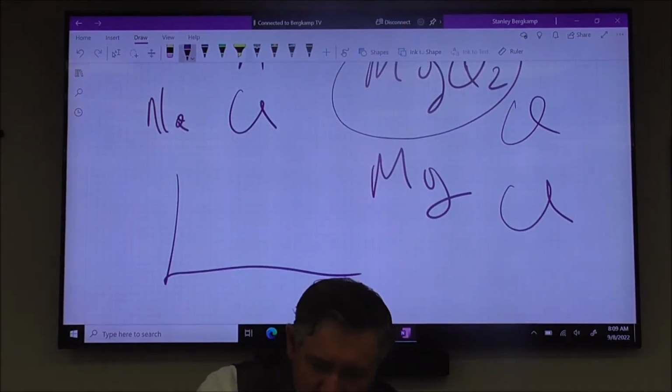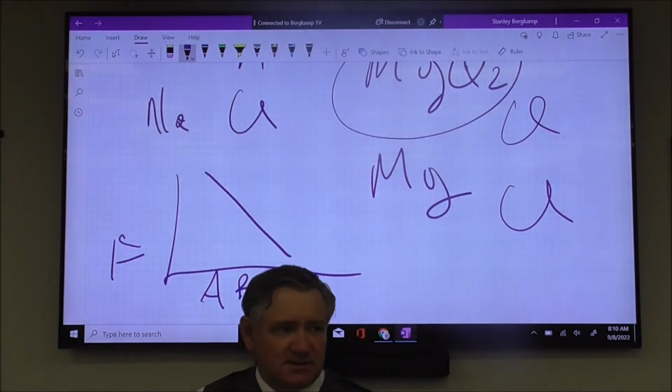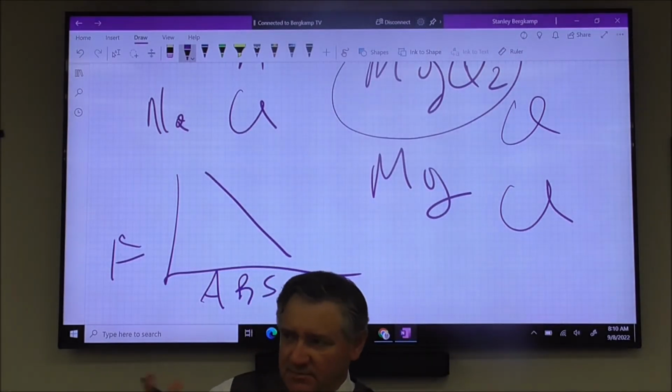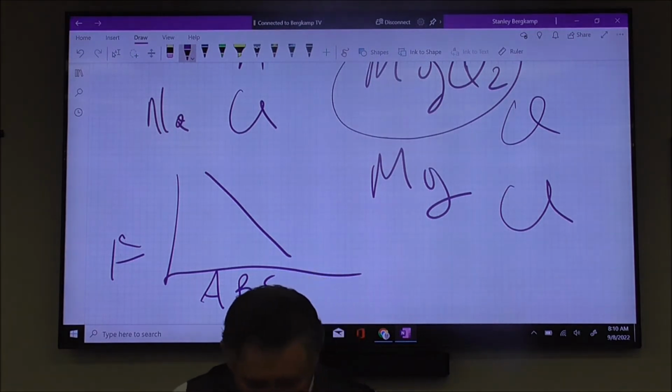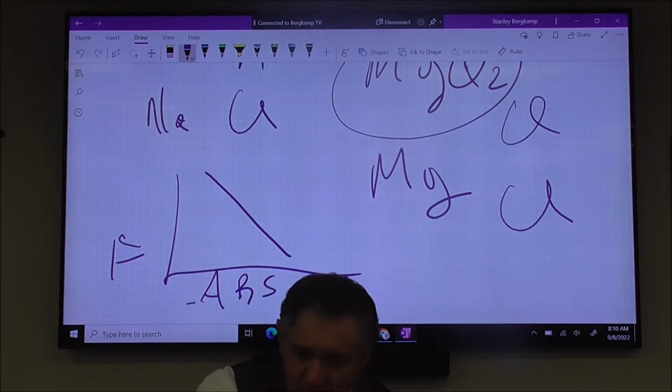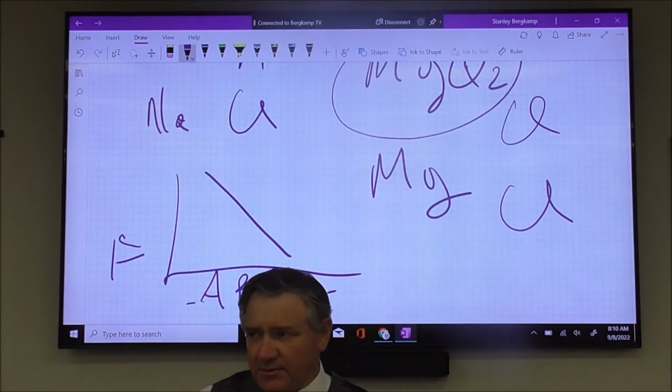On your graph, make sure that you have absorbance here and transmittance here. That should look something like this, because as your absorbance becomes a bigger number, you have less and less of that light going through.